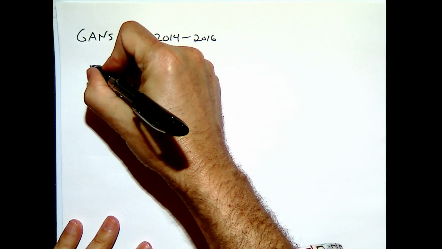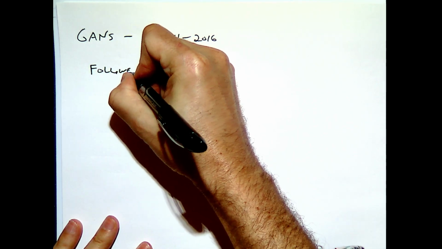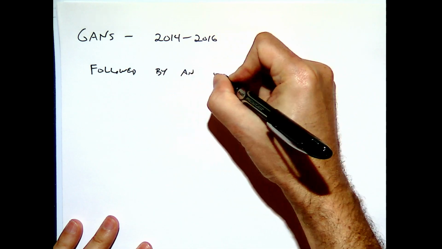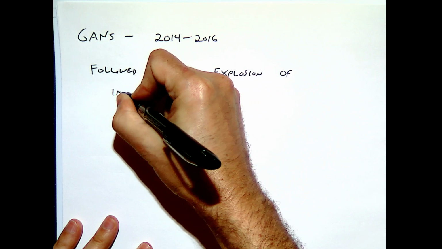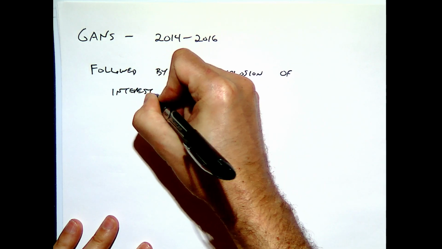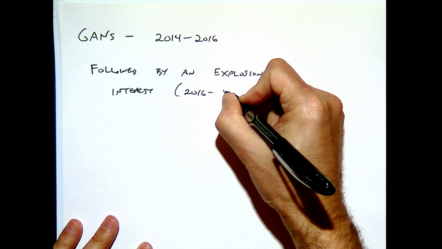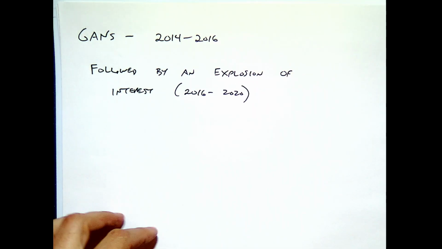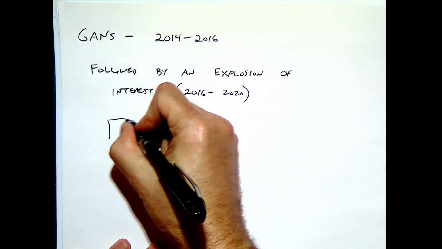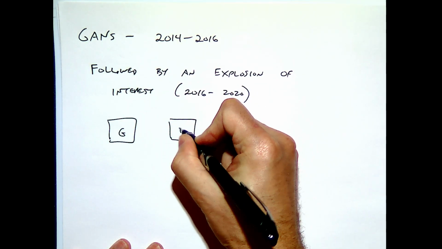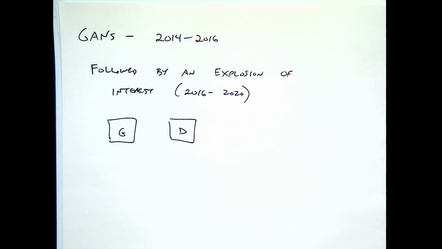This was followed by an explosion of interest, which continues to this day, but certainly between like 2016 and 2020, say, there were just dozens of GAN papers and GAN innovations. Because remember that really the only thing that characterizes a GAN is the generator block and the discriminator block, right? If you have those two things, then you have a GAN, right?